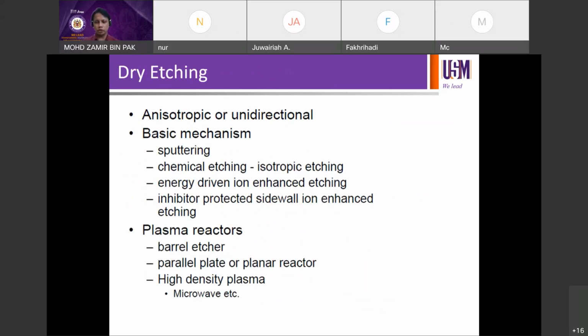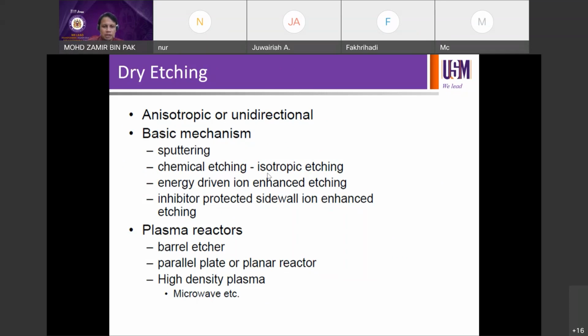In plasma condition, there's no wet chemical involved at all, okay? So it can be generally anisotropic. It can also be isotropic in certain cases. Anisotropic is unidirectional, where you have one etching direction that is dominant over other directions.